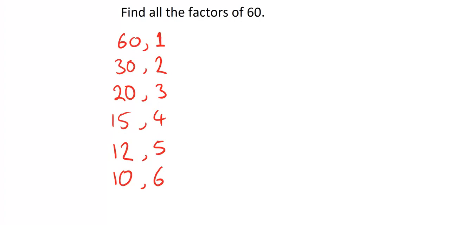Are there any more? Well, 7 won't go into 60. 8 won't go into 60. 9 won't go into 60. And at that point, we're going to stop. We're finished. Because as the numbers on the left-hand side, look, are getting smaller, the numbers on the right are getting bigger. And once we get to that gap there and we realize there's no other numbers that divide through by 60, then we are finished. So these are our answers: 60 and 1, 30 and 2, 20 and 3, 15 and 4, 12 and 5, 10 and 6.